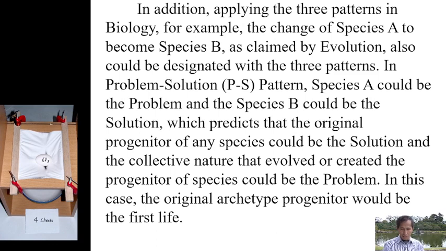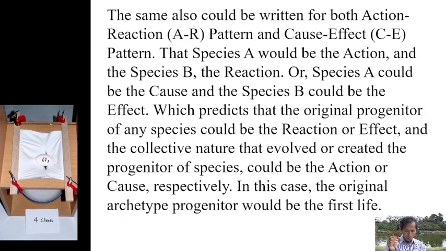Okay, and the same also could be written for both action-reaction, pattern, cause and effect, that species A would be the action and species B the reaction. So in other words, if you are going to use the cause and effect, if this is species B, that species A would be the action and species B would be the reaction. Or species A could be the cause and species B could be the effect.